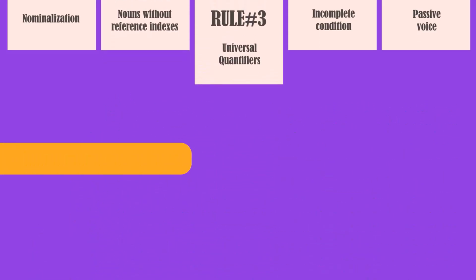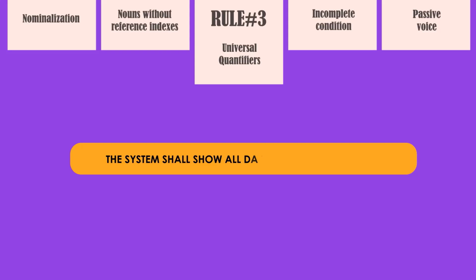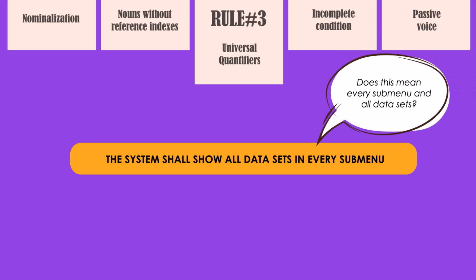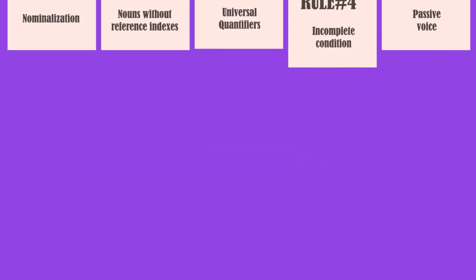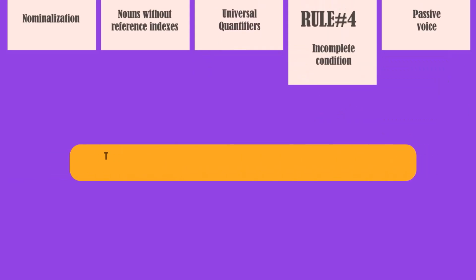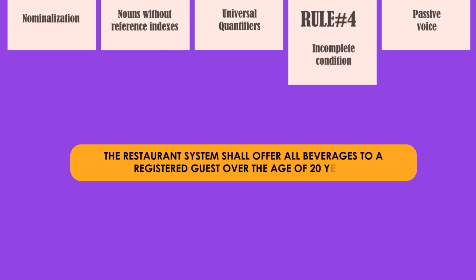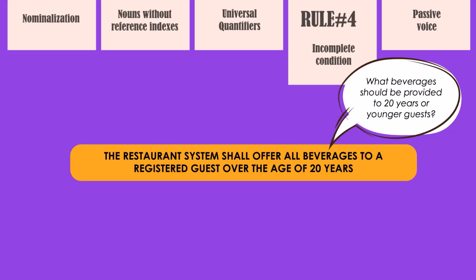We mentioned universal quantifiers. Look at the example. The system shall show all datasets in every submenu. This example prompts the question, does this mean every submenu and all datasets? Moreover, inadequately defined conditions can lead to ambiguity in requirements. Consider the statement, the restaurant system shall offer all beverages to a registered guest over the age of 20 years. This leaves a critical aspect undefined. What beverages should be provided to 20 years or younger guests?